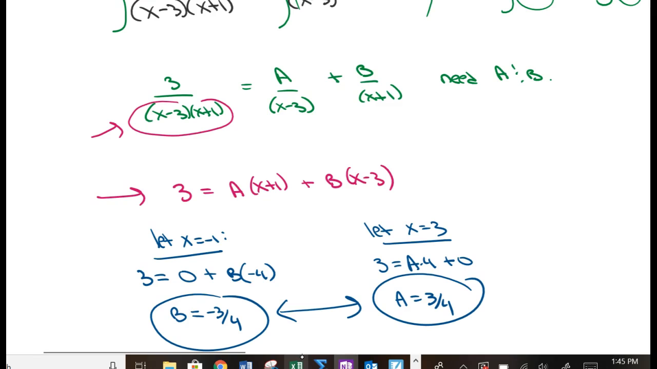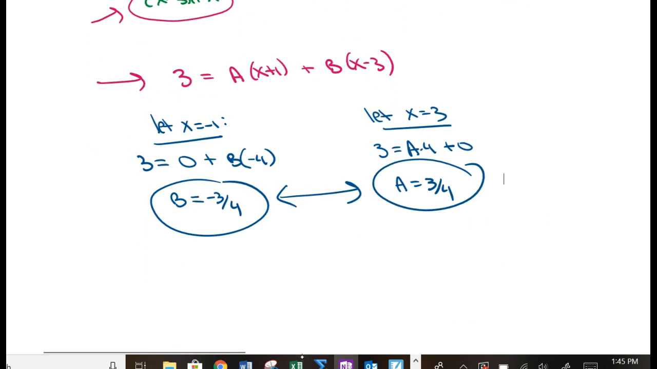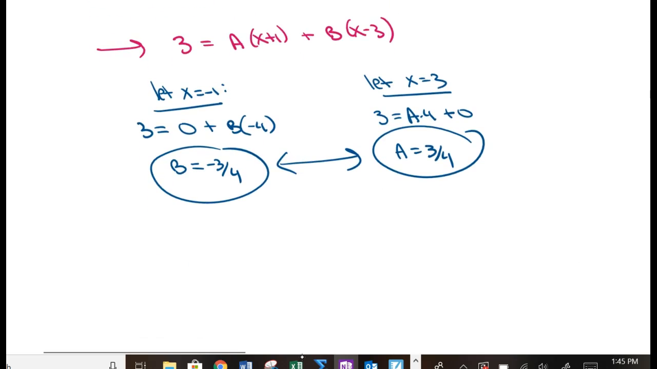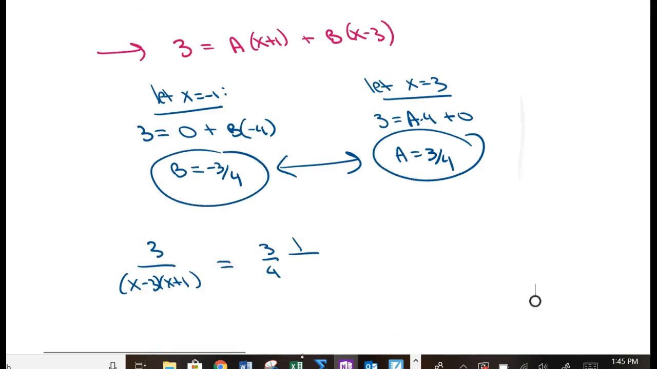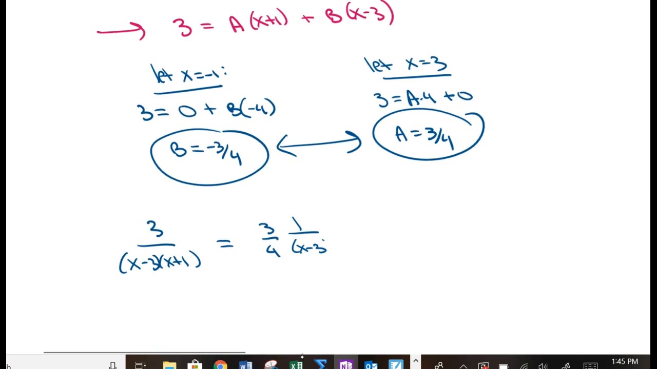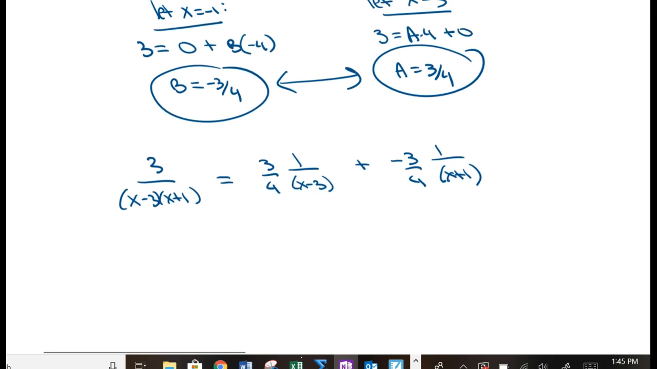Okay, now what I've just done is I have rewritten my original rational expression, which was 3 over x minus 3 times x plus 1, as the sum of 2 simpler fractions, so to speak. Look, I could have written this as 3/4 over x minus 3, but you're going to see what I'm going to do here in a minute. And now I can do this.